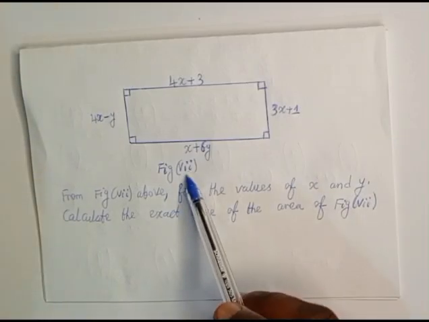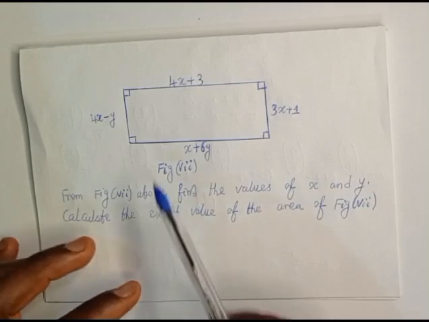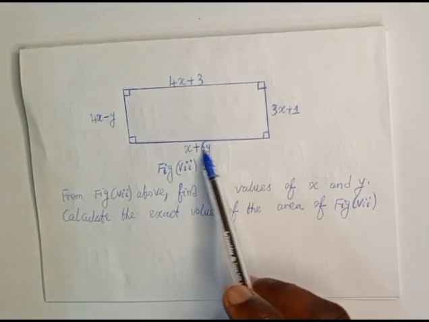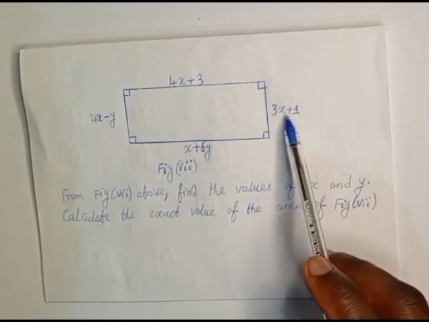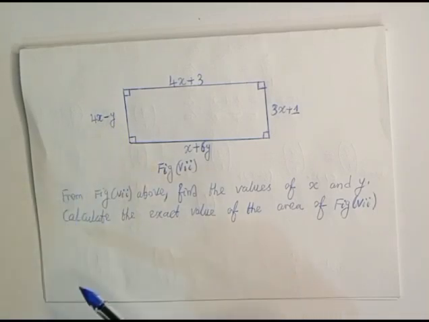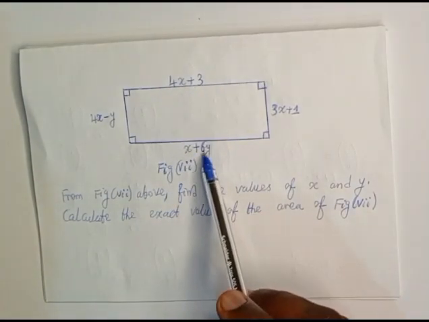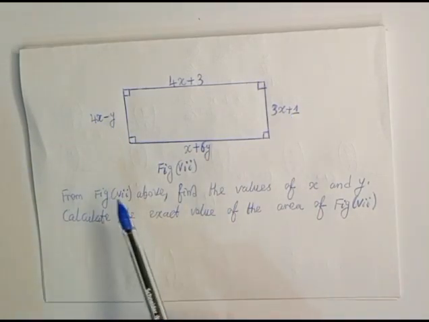Figure 7 is a rectangle with length 4x plus 3, x plus 6y, width 3x plus 1, 4x minus y. For a rectangle, opposite sides are equal. Therefore, 4x plus 3 must be equal to x plus 6y, and 3x plus 1 must be equal to 4x minus y.